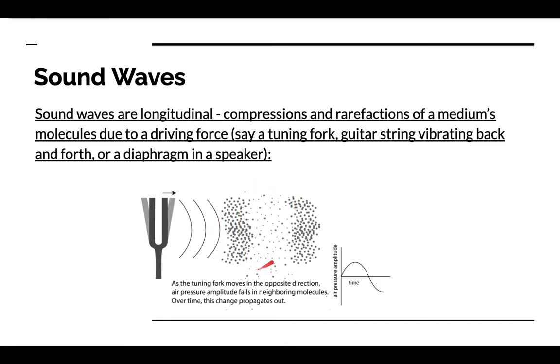The rarefactions are going to be a space where there's greater distance between our air molecules. Okay? So a rarefaction is the opposite of a compression. And because this compression and rarefaction is occurring in this horizontal direction here, our wave travels horizontally, so we're going to say our sound waves are longitudinal.